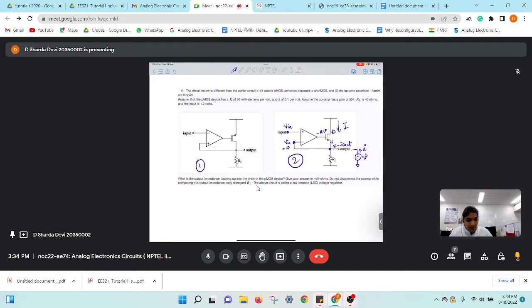Yes, the input NMOS is replaced with a PMOS, and here the terminals have been changed. So earlier the input was given to the non-inverting terminal. So here the input has been given to the inverting terminal.